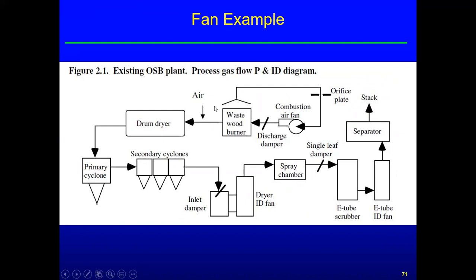So this is our plant that we're going to work from. And this came from the FSAT training. I think Ron Robalewski put this together a long time ago. But it was an OSB plant that they went in and did a detailed fan study on. And so there's multiple fans here.